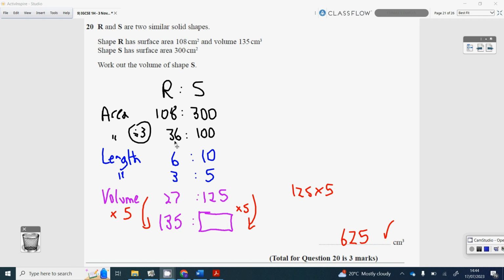So it's just dividing each of these by 3. So it's still an area ratio. I can get 108 divided by 3 is 36, and 300 divided by 3 is 100. So that's my simplified area ratio.